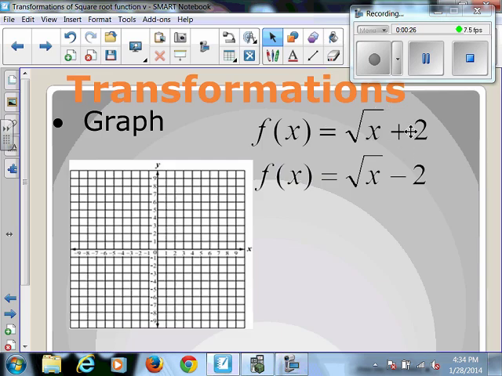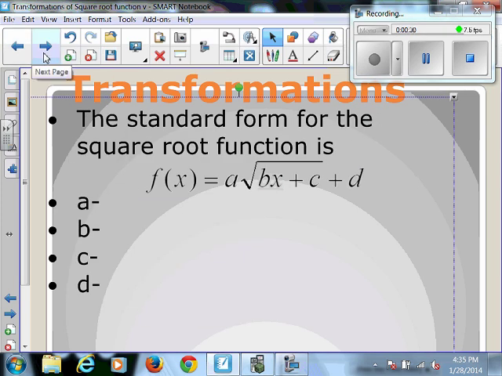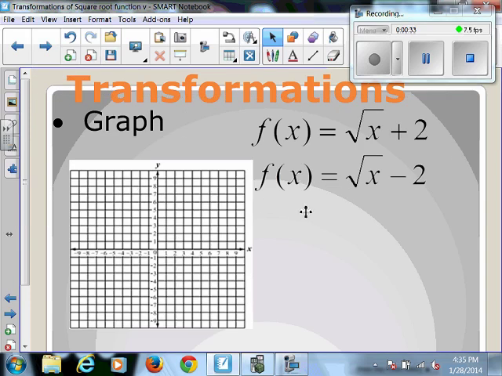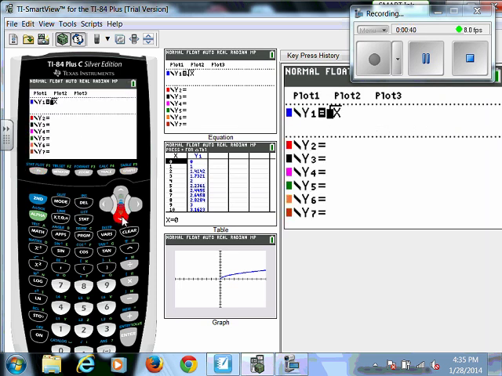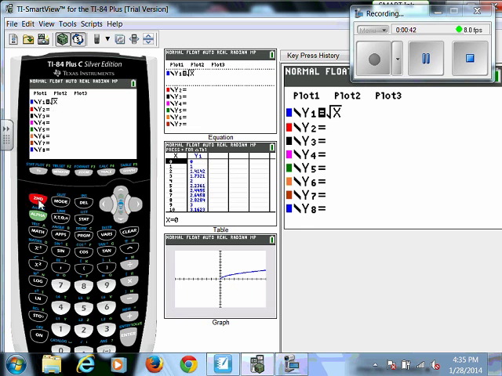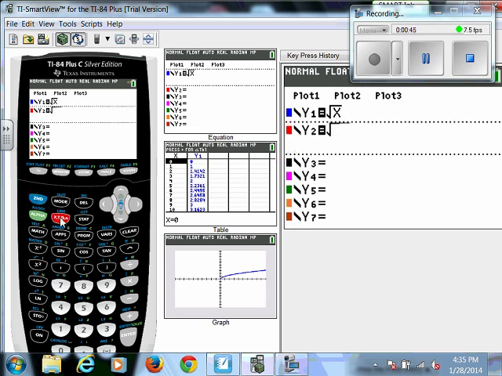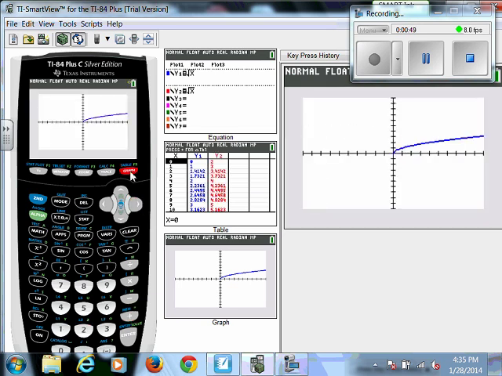Notice here we have a +2 and a -2 outside the square root. Notice that that's in the place of D, so let's see how D affects the graph. So I'm going to graph +2. What do you notice? We have the same graph as the parent, except we've shifted it up 2 units. So we're going to call this a vertical shift up 2 units.